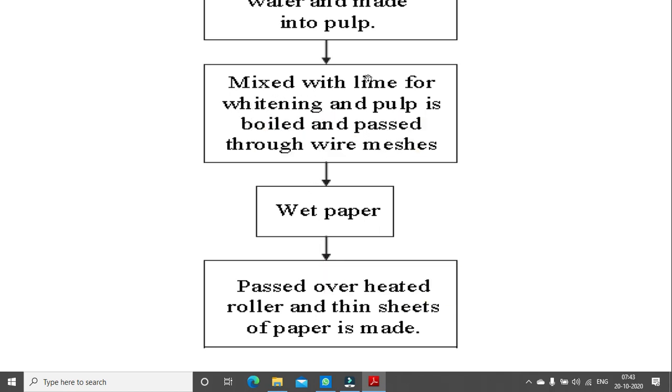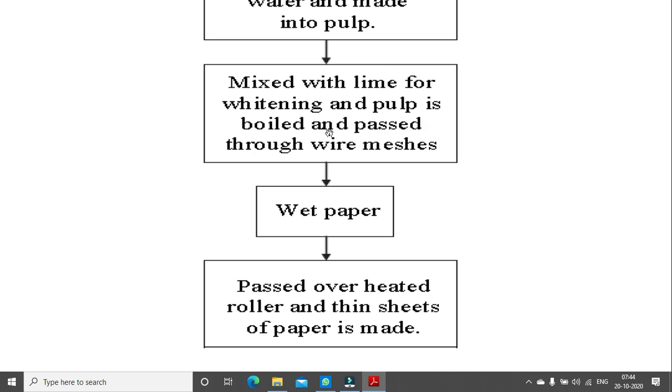Mixed with lime for whitening. So this you can again divide into two parts. Mixed with lime for whitening. And make one arrow and write: pulp is boiled and passed through wire meshes. Okay, so you can divide it into two parts if you want, even into three parts. Mixed with lime for whitening, one part.